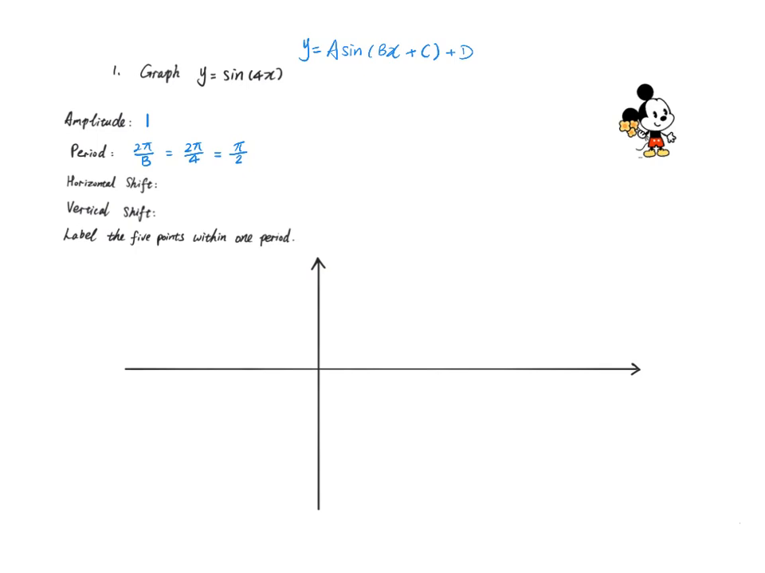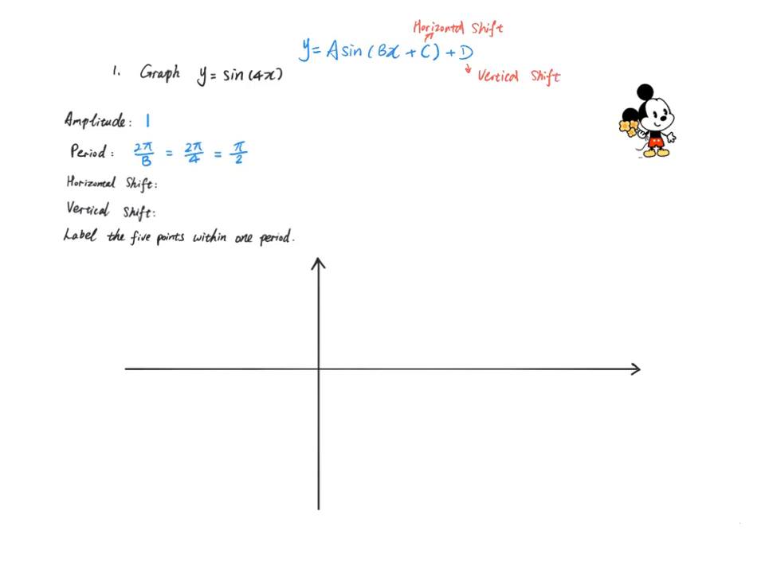Now we are going to look at the horizontal shift. The number c represents the horizontal shift. That is a horizontal shift. And the d represents the vertical shift.